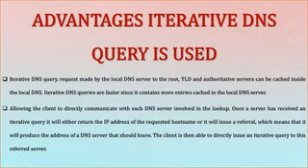Once a server has received an iterative query, it will either return the IP address of the requested hostname, or it will issue a referral, which means that it will produce the address of a DNS server that you know. The client is then able to directly issue an iterative query to this referral server. Next.